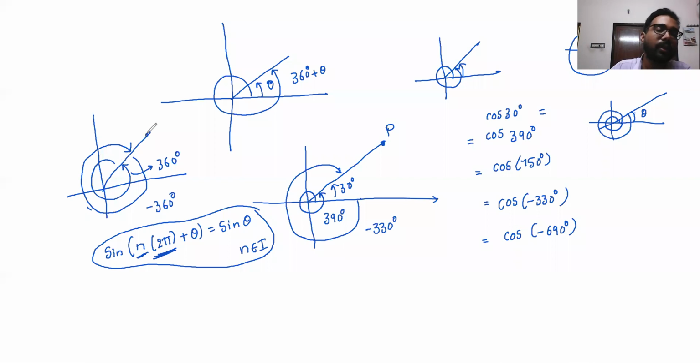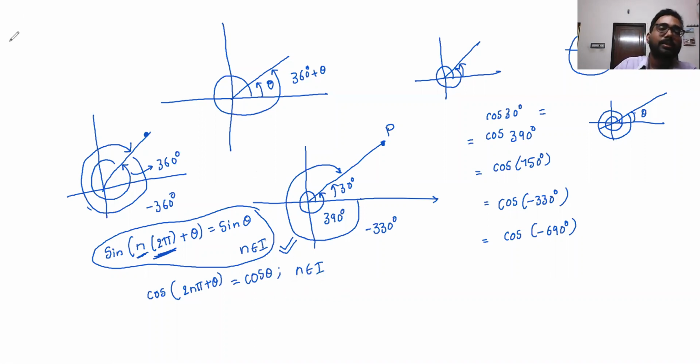So from here, if you go 360 clockwise or 360 anti-clockwise, we will end up in the same position. So that's why sine of 2n pi plus theta is sine theta, where n is an integer. Similarly, this formula is valid for cos as well. Cos of 2n pi plus theta is going to be the same as cos theta when n is an integer. This is true even for tan, cot, secant, and cosecant as well, right?